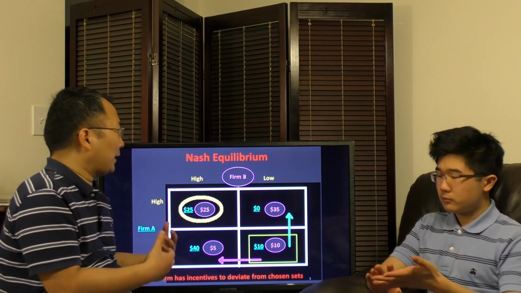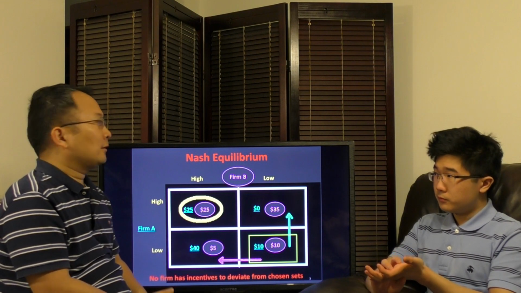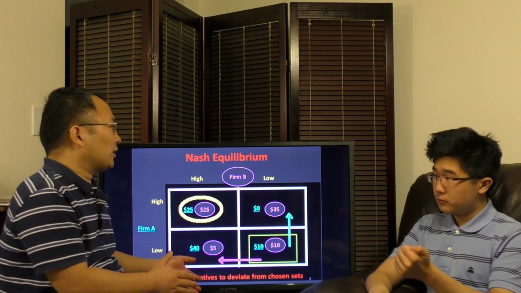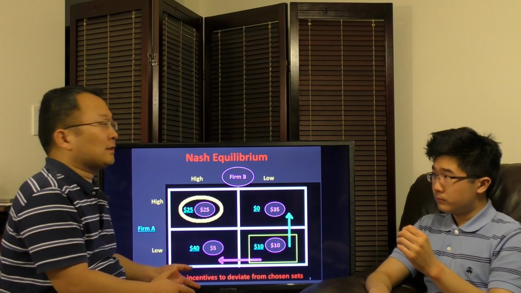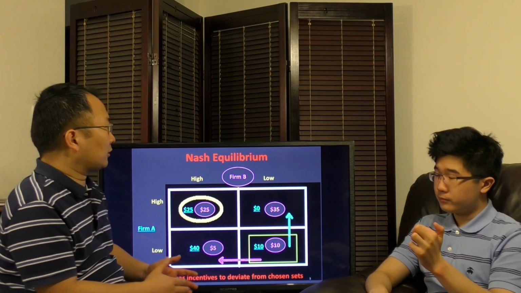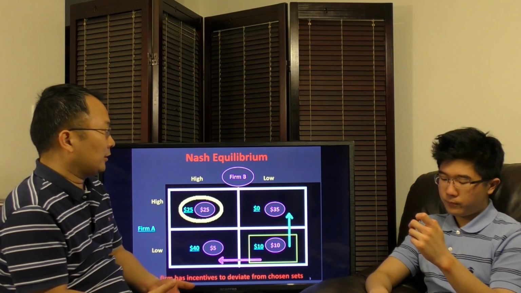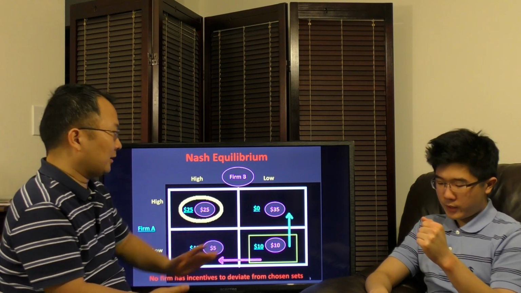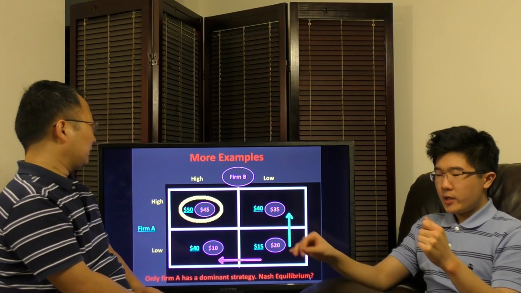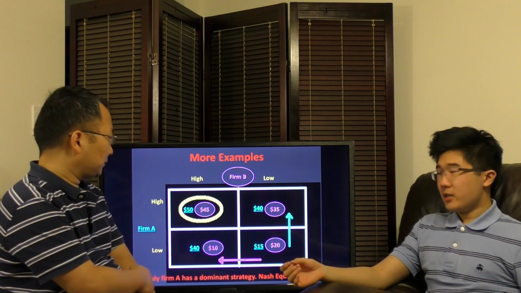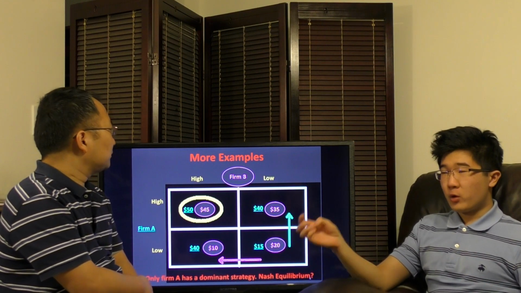Although they are two basic concepts in game theory, they are very different. Dominant strategy is not guaranteed. Nash equilibrium is also not guaranteed. And the dominant strategy does not necessarily lead to a Nash equilibrium if the payoff numbers change. So let's look at the case where there's no dominant strategy for one firm.